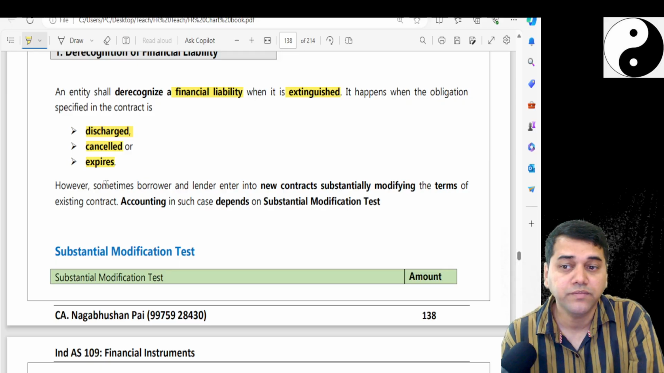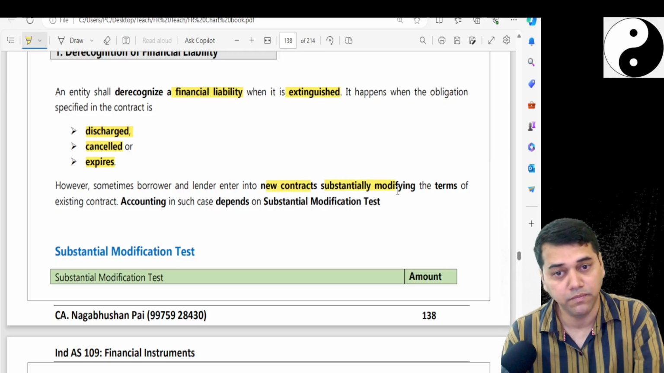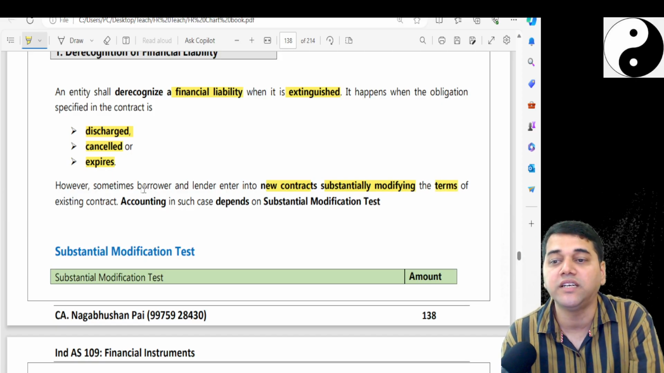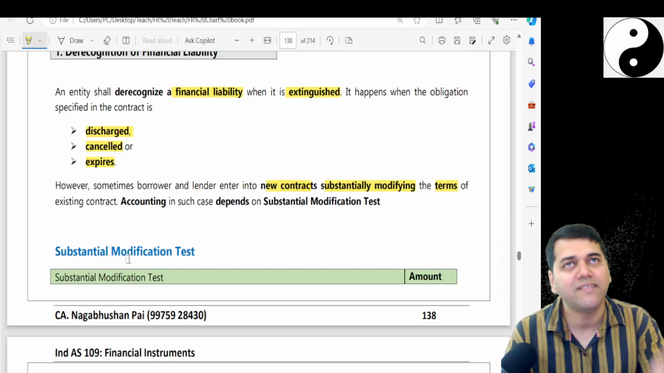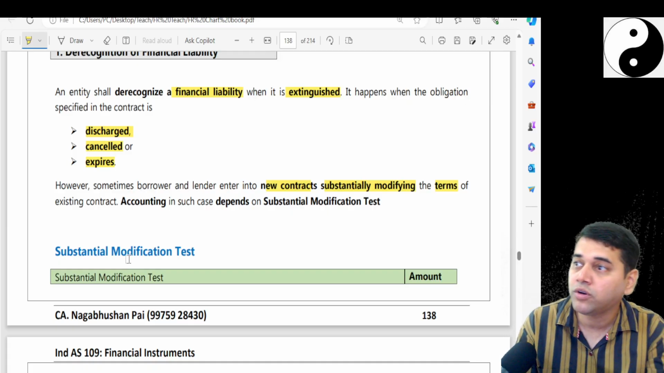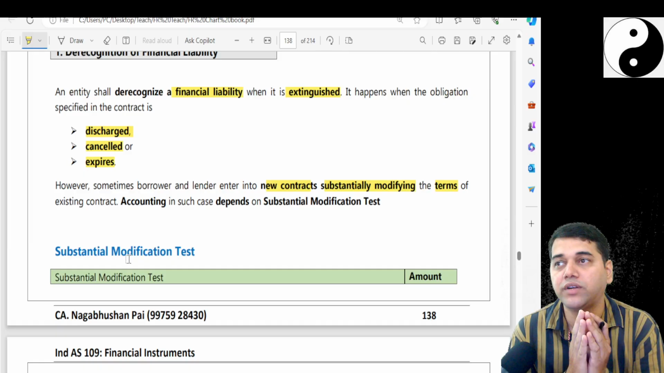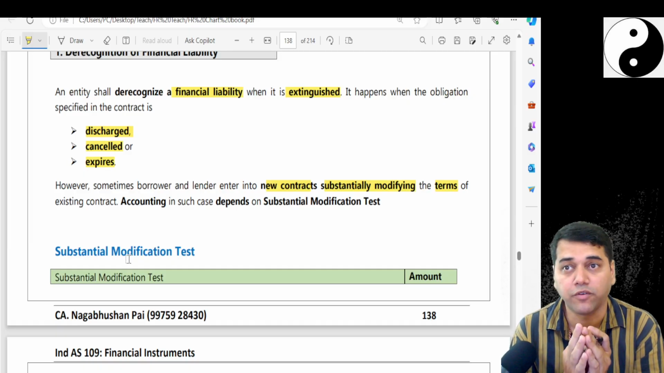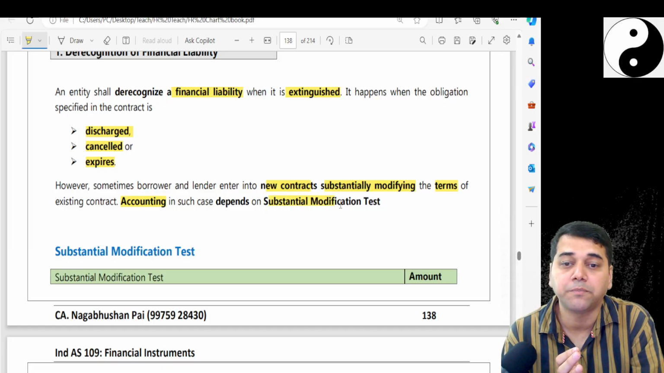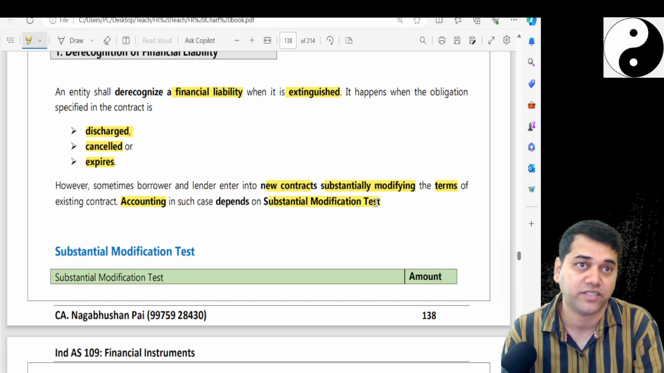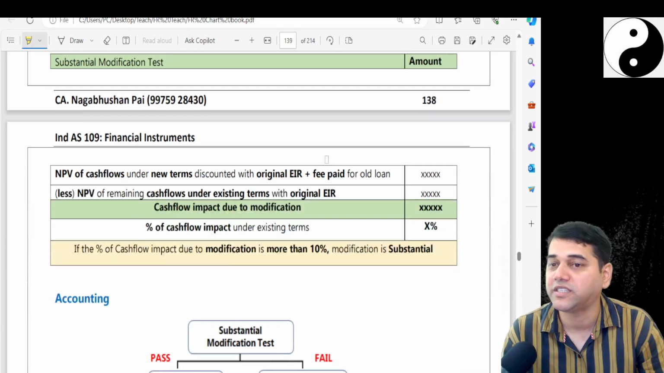The problem comes when sometimes the borrower and lender enter into a new contract which substantially modifies the terms and conditions of the existing contract. I ask for a moratorium period, I ask to reduce the interest, I will pay with more time, the EMI is cut. Then how should I account for it? For such contracts, the accounting depends upon the substantial modification test. We have to apply one test. What is the substantial modification test?